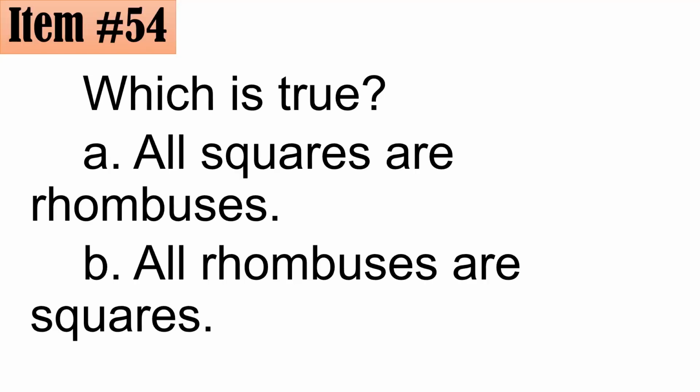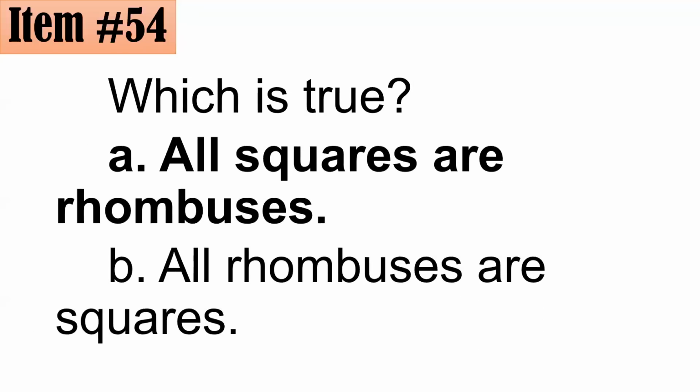Tandaan po natin ha, squares, 4 equal sides and 4 equal angles. Rhombuses, 4 equal sides only. And tandaan po natin that letter A is correct. All squares are rhombuses, but not all rhombuses are squares. Be careful po. Letter A.